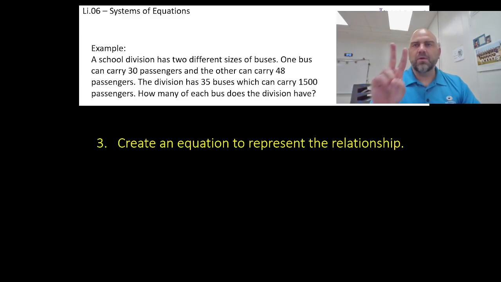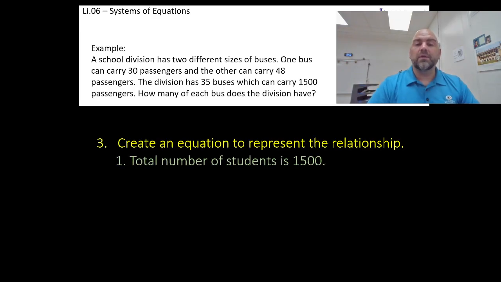The two things that we know are going to limit the relationship here and give us hints as to how many buses we have of each. Number one, we know the total number of students is 1,500. So we need to look for a combination of buses which can hold a total of 1,500 students. Okay, that's a lot of students. And there is going to be a number of solutions which may work with that. That's the important thing. We could have a number of different solutions to that.